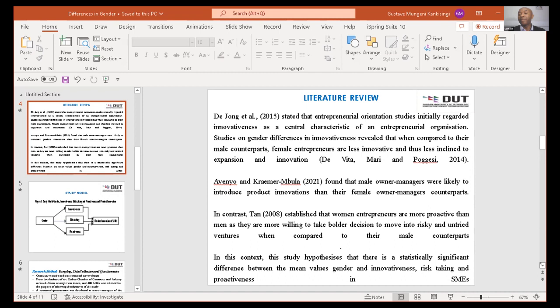In contrast, another study established that women entrepreneurs are more proactive than men, as they are more willing to take bolder decisions to move into risky and untried ventures when compared to their male counterparts. In this context, this study hypothesizes that there is a statistically significant difference between the mean values of gender and innovativeness, risk-taking and proactiveness.